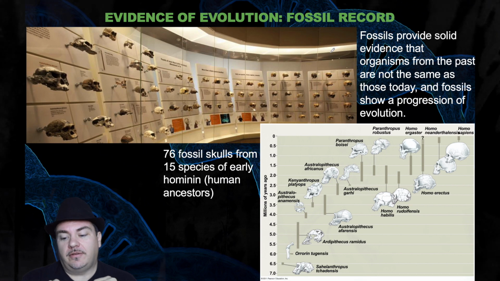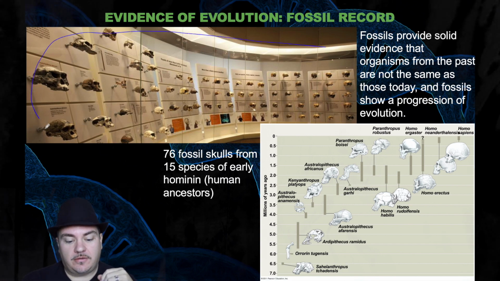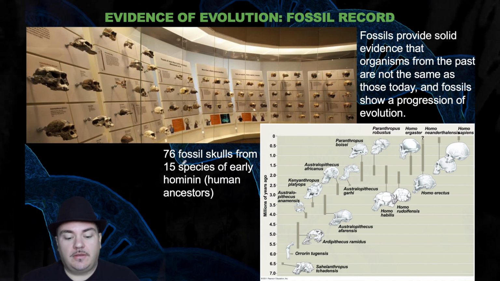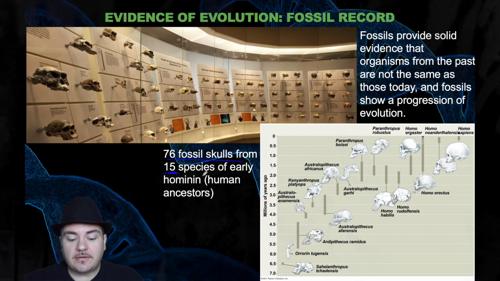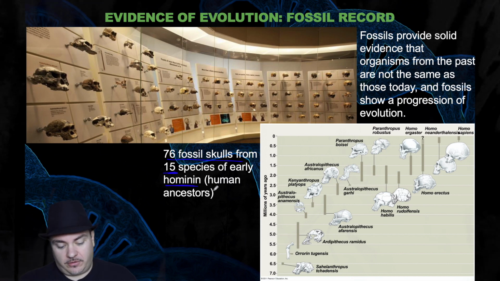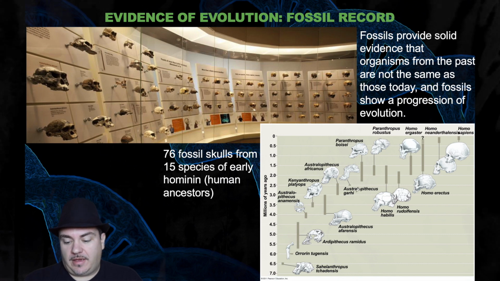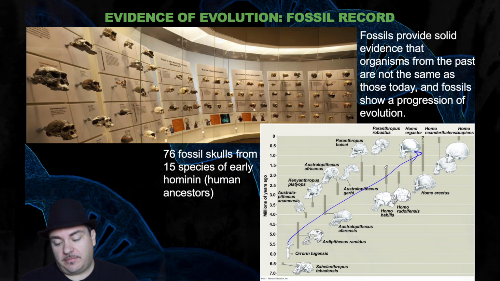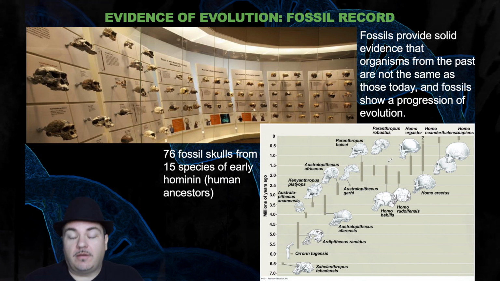Fossils provide solid evidence that organisms from the past are not the same as organisms living today, and fossils show a progression of evolution. For example, this photo is a display from the Museum of Natural History, the Smithsonian in Washington, D.C., that shows 76 different fossil skulls from 15 different species of hominids, which are the human ancestors. This is kind of showing you the evolutionary progression, which is more complicated than this, but we'll go into that in a later chapter for some of these species.